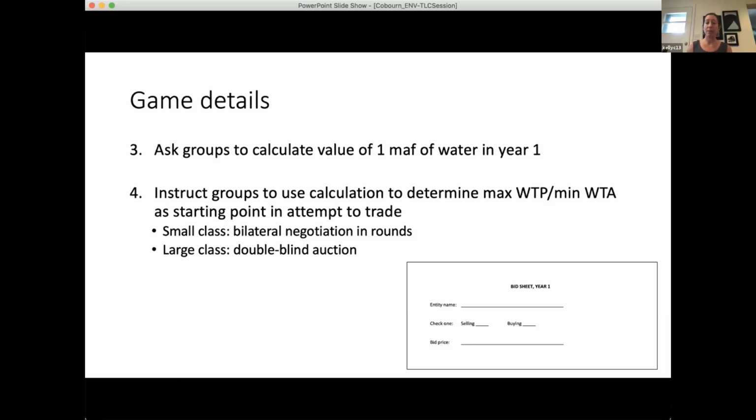So one of the things that I've done to scale the class from small to large is that I started with bilateral negotiation that played out in sequential rounds. I've now moved in this larger class to a double-blind auction. I trialed that for the first time 2 years ago, and it's working out really quite well.